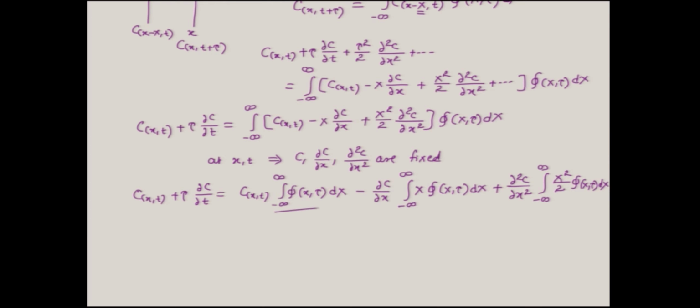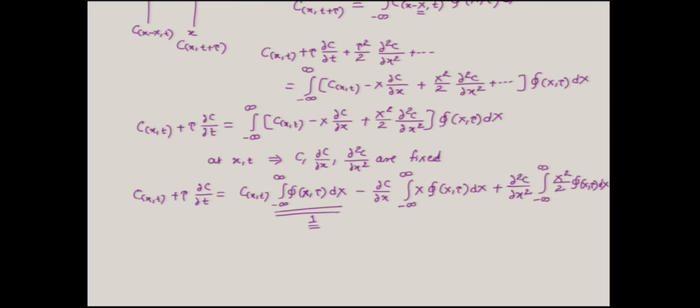Now, this integral, what should be the value of this integral? Integral minus infinity to infinity phi of X tau dX. Remember, phi is the probability that a particle has increased its x coordinate by capital X in time interval tau. So, if we take the summation of these probabilities over all possible values of X, it should be unity, 1, right. So, this integral should be 1.